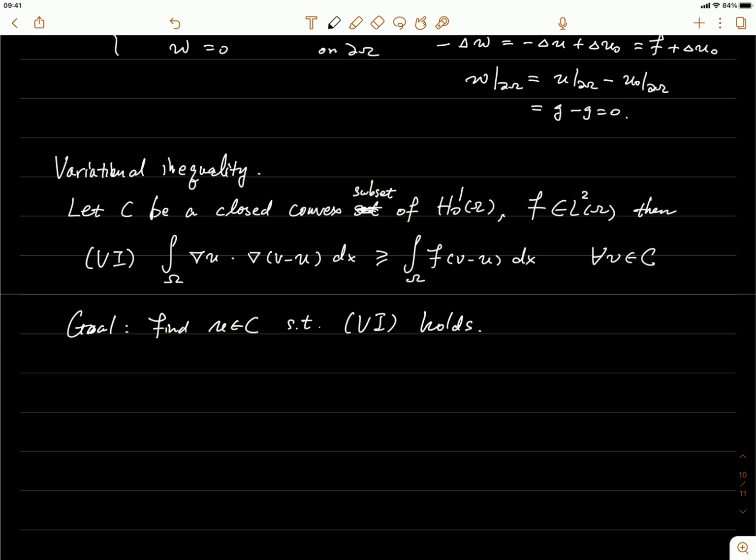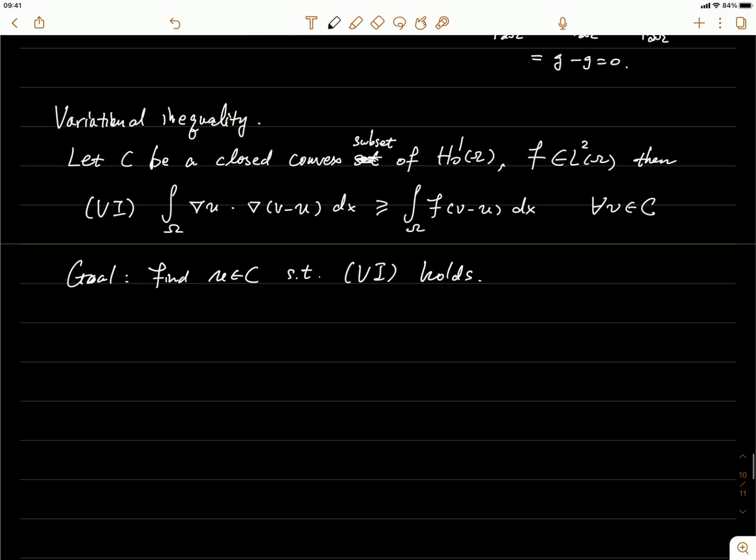So the solution to this one is called u, we can denote it by u star, and let's show that such a u star must exist and is also unique. Okay, how do we show that?